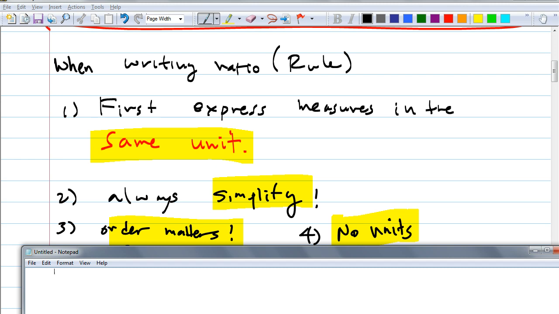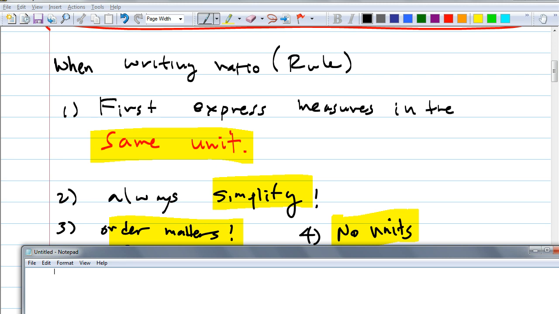There are 4 rules that you should be aware of. You must have same units, and you need to always simplify. Order matters when we're talking about ratios. And no units.